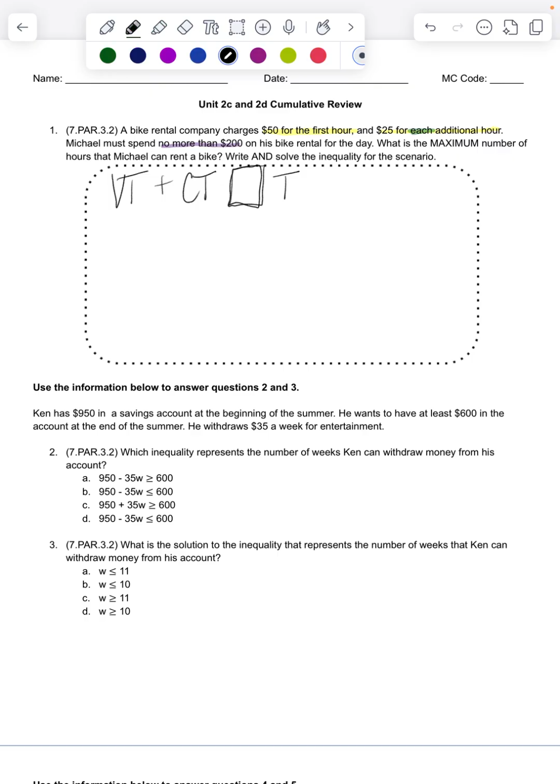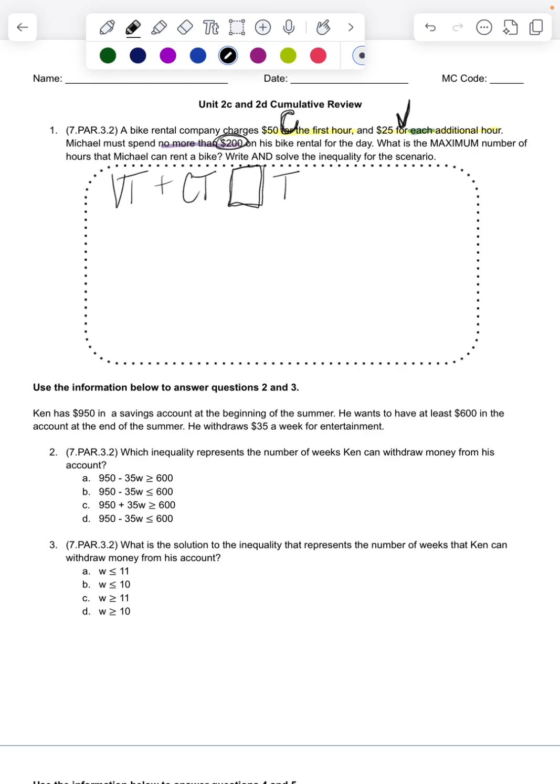He's going to come and probably stay an hour, or you're going to at least have the bike for an hour. It's going to be $50 no matter what. So that's going to be your constant term. That's set. That's what we call facts. That ain't going nowhere. $25 for each additional hour. The word each is telling us that's a variable term, because we don't know how many more hours we would have. And then no more than $200 would be our total.